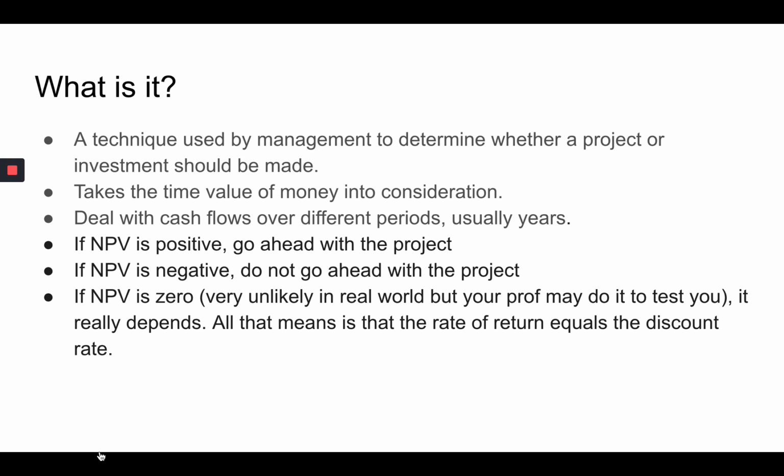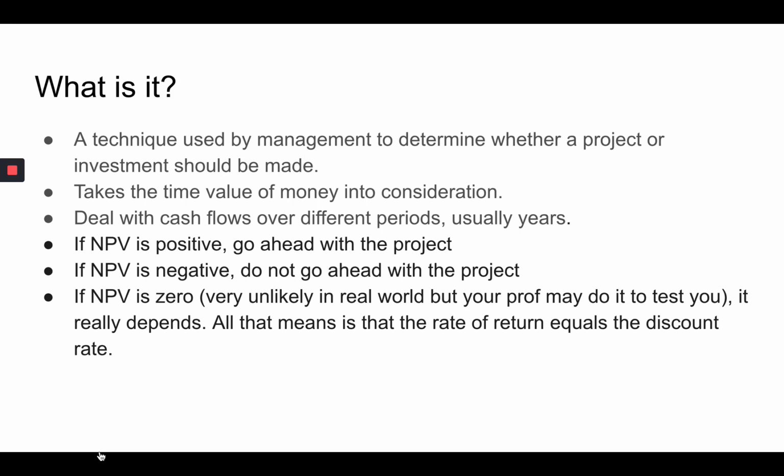But essentially, what you need to remember, there are two, and depending on your professor, there are three things you need to remember about the ultimate value of your NPV. If it's positive, you want to go ahead with the project. If it's negative, you do not want to go ahead with the project. And if it's zero, which from experience I've never seen in the real world, but your prof may do it to test you and just kind of be a pain, but it really all depends. Usually, if your NPV is zero, the explanation is that the rate of return equals the discount rate.